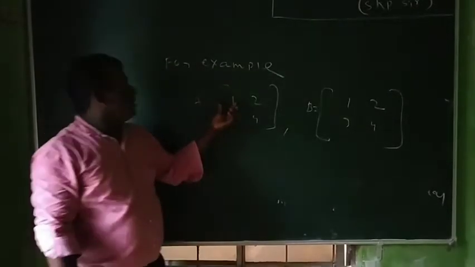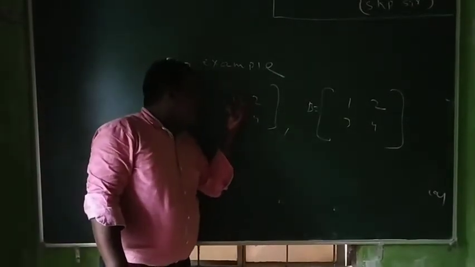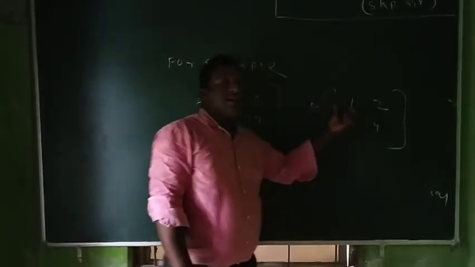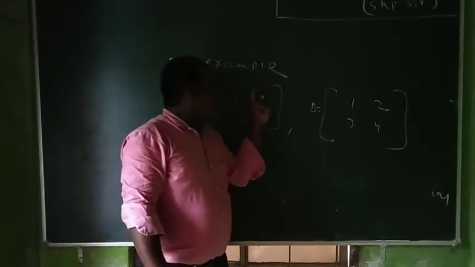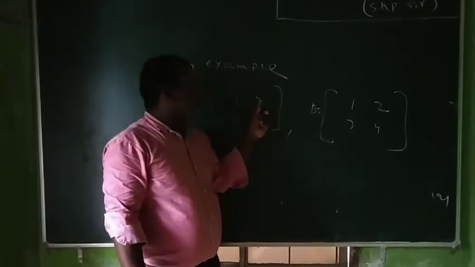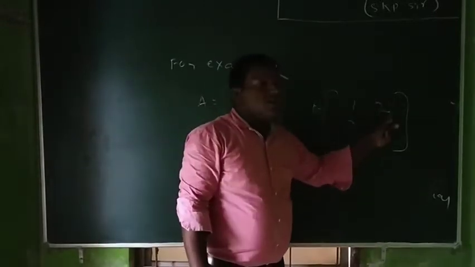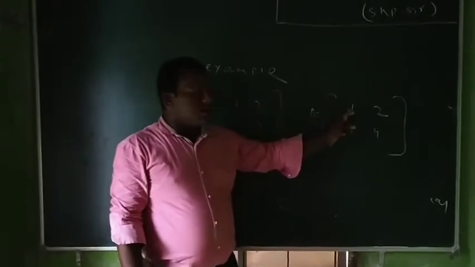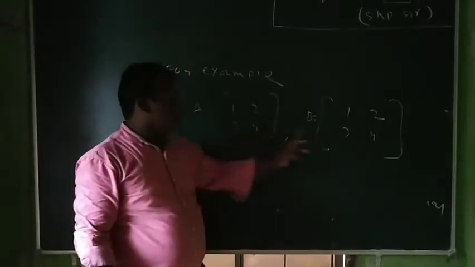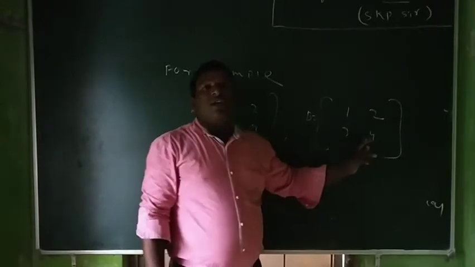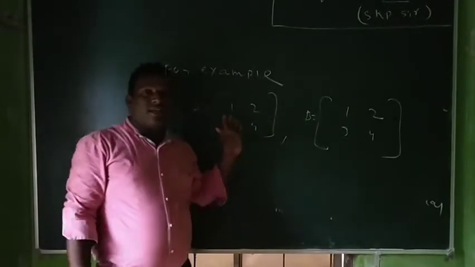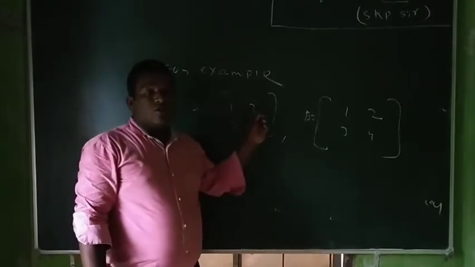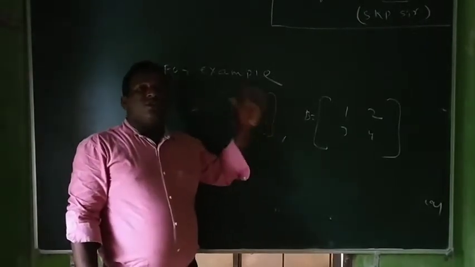Corresponding elements: the element in the first row, first column of A is 1, and in the second matrix, first row, first column is also 1. The first row, second column is 2 as well. Corresponding elements are equal: A1 is 1, B1 is 1, 2 and 2, 3 and 3, 4 and 4. So, two matrices are said to be equal if and only if the order of A is equal to the order of B and corresponding elements of the given matrices are equal.